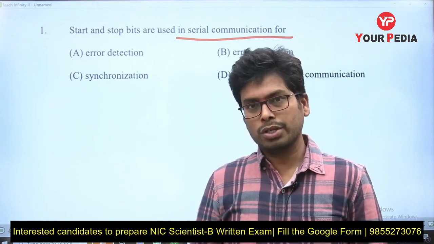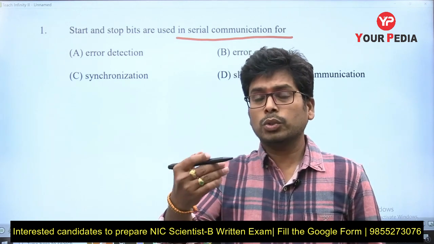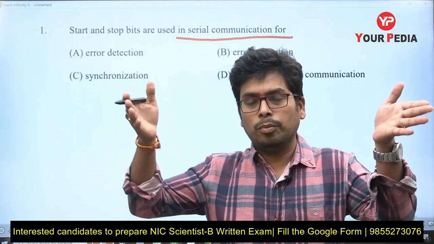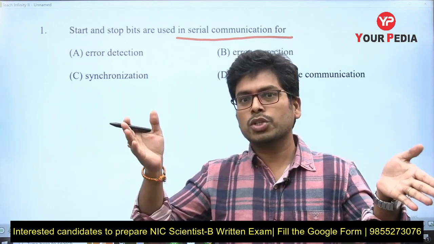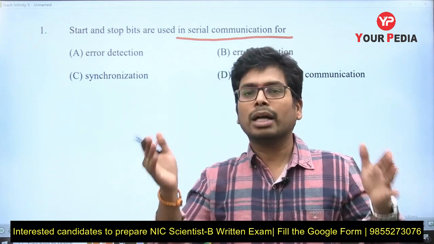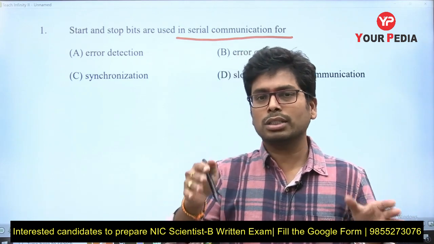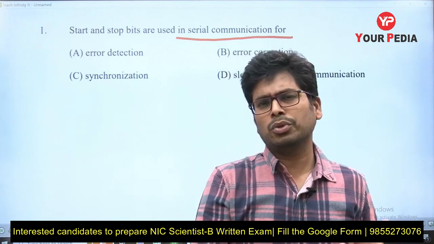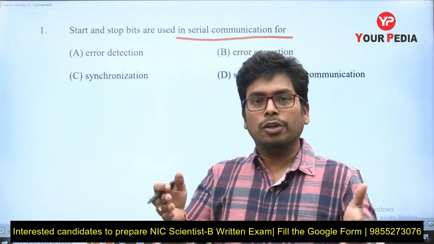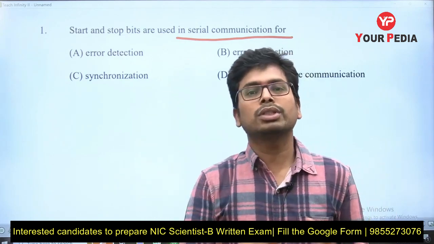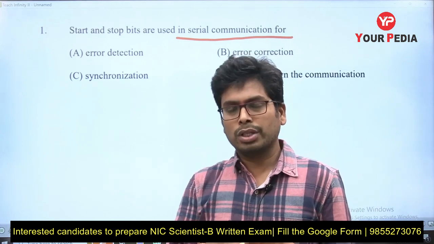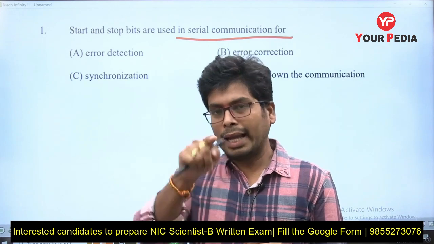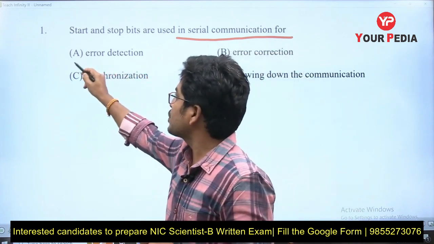In serial communication, whenever you are making a communication, for example sender and receiver, both systems are there. If one person wants to communicate with another person, he can communicate in any way. Among them, serial communication is one type; serial communication, parallel communication, and different types of communication exist. According to our question, it is about serial communication. In serial communication we use start and stop bits. Why? Because the actual answer is error detection.